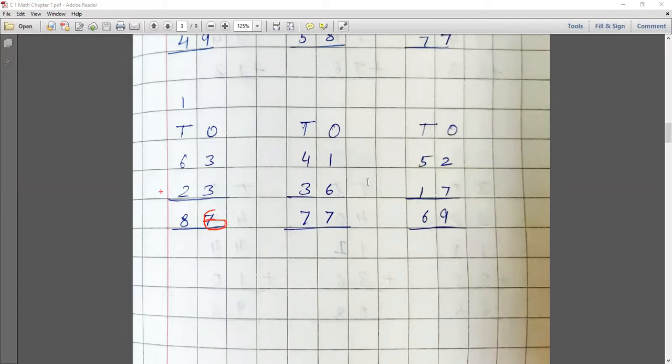Okay, now next is, look at this. 6 plus 1. 6 plus 1 is equal to 7. So we write 7 here. 4 plus 3, 7. Okay, now moving to the next exercise. Look at this, what is it?